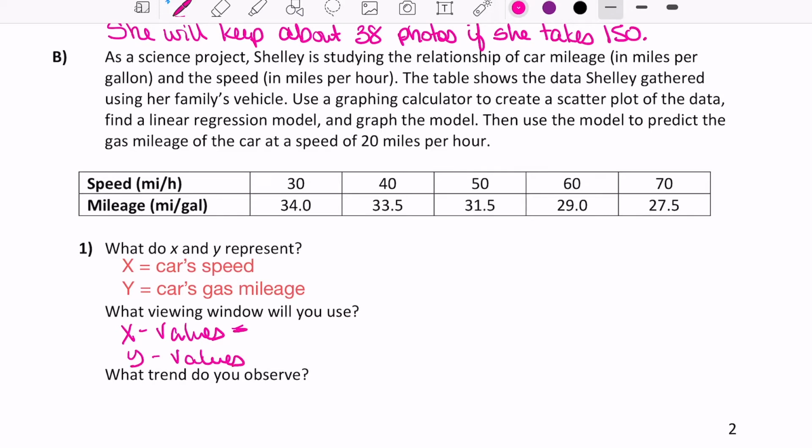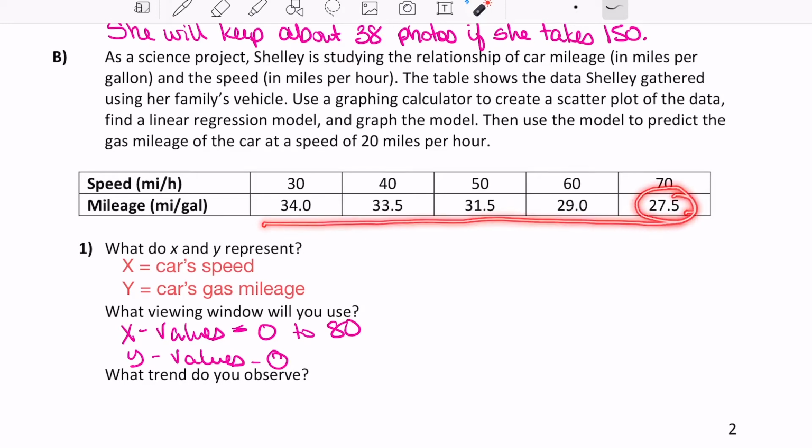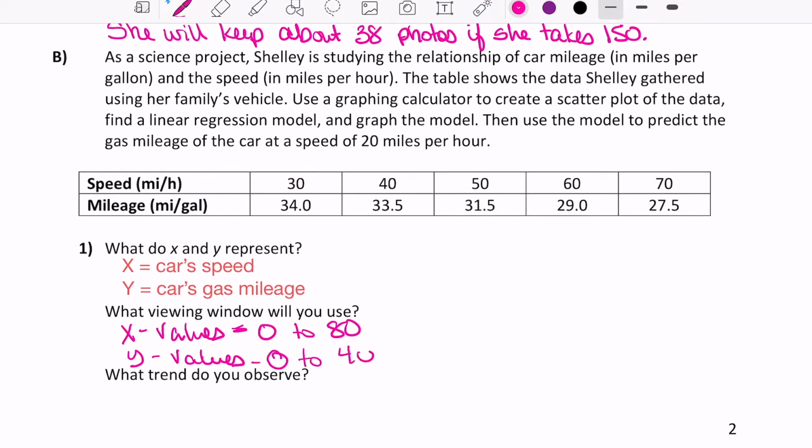So looking at our x values, the car speed, we can see that we range from a speed of 30 to 70 miles. Well, I'm going to make my window from 0 to 80, okay? For the y values, we're talking about mileage. I'm also going to start it at 0 just to expand our window a little bit. And looking at the mileage, we can see that we go from 27.5 to 34. So I'm going to expand that just a little bit up to 40. Okay. Now, let's go ahead and look at this using our graphing calculators, and I'll walk you through the entire process.